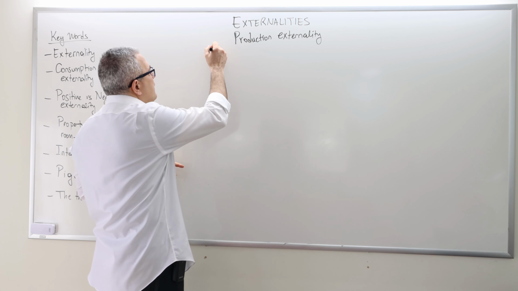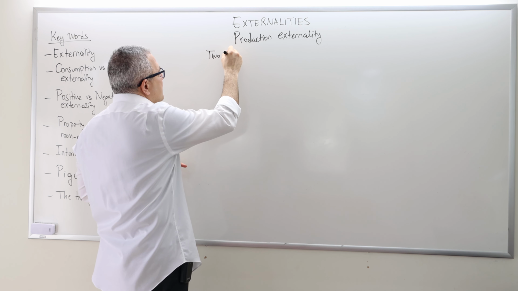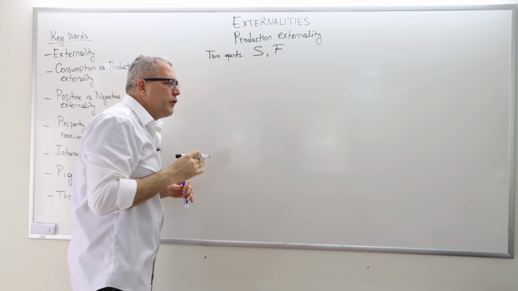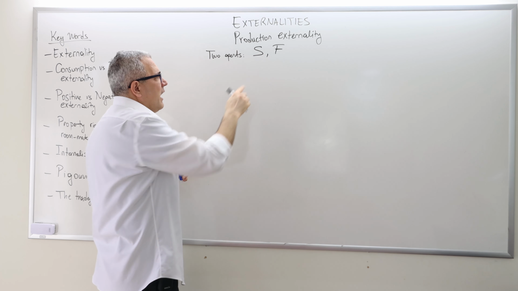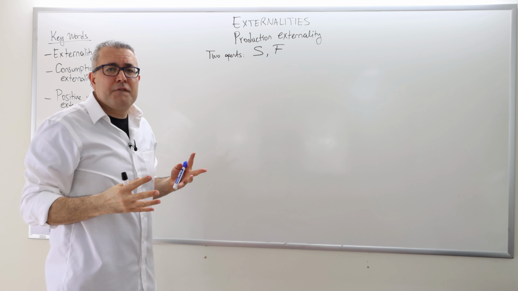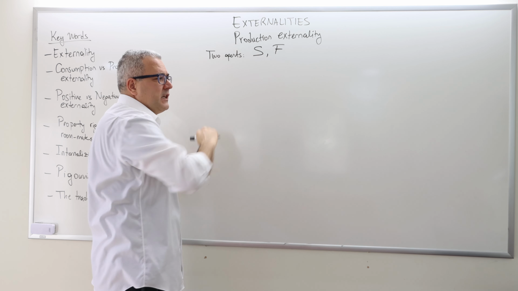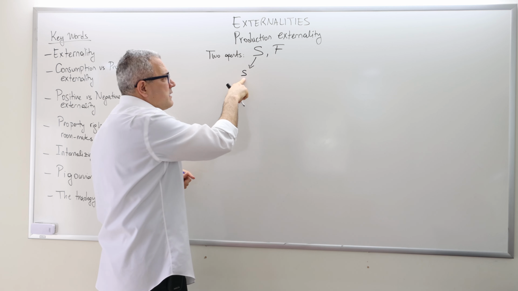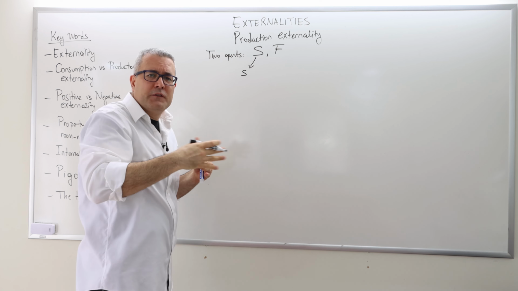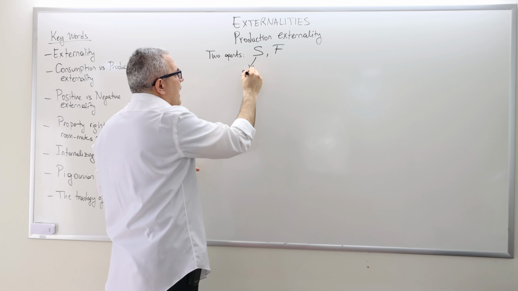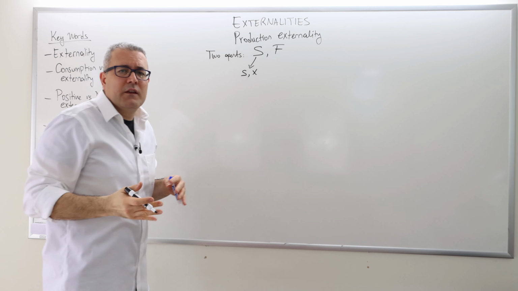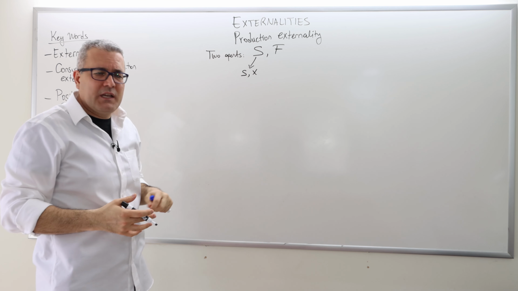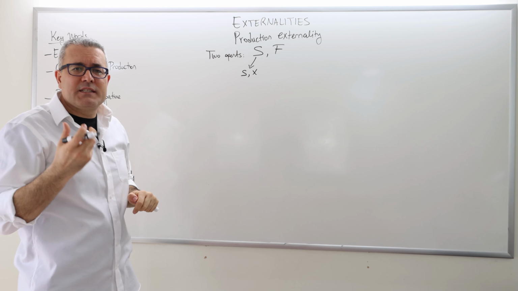So here I have two agents, all right? Two firms in this case, firm S and firm F. Firm S produces steel and firm F produces fish. So it's a fishery and the steel company. Firm S produces steel, the small s, the number of steels produced. And then as a side product, it also produces pollution. So X represents pollution, s represents the steel.